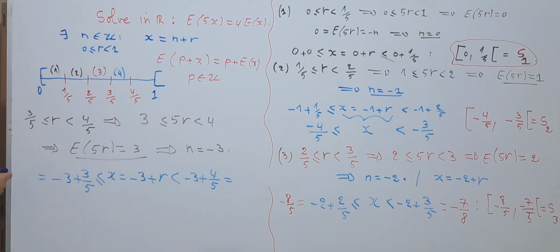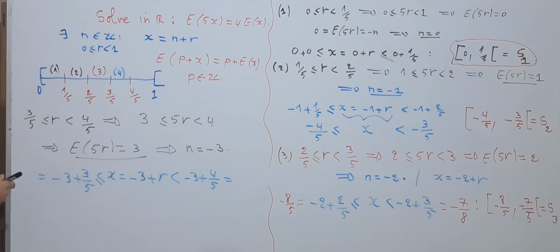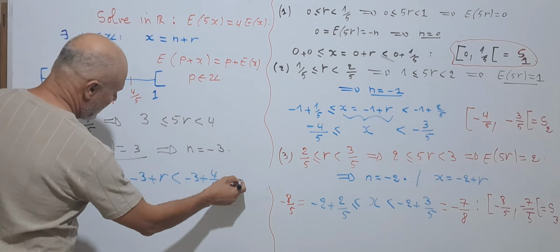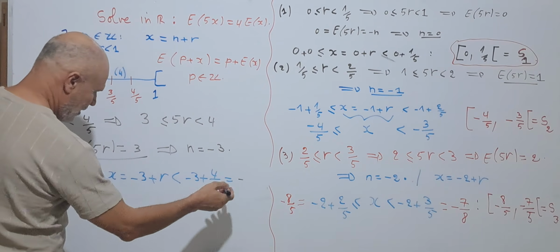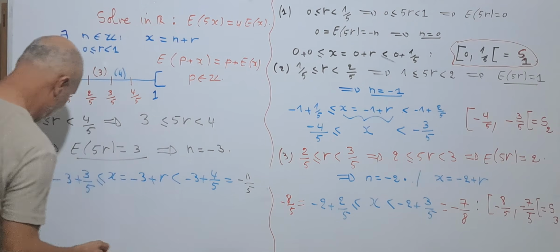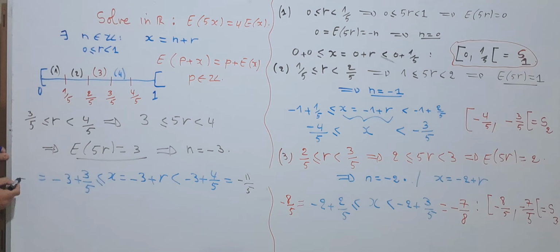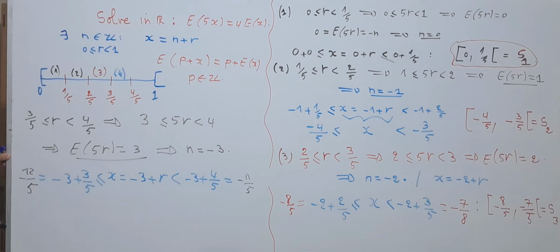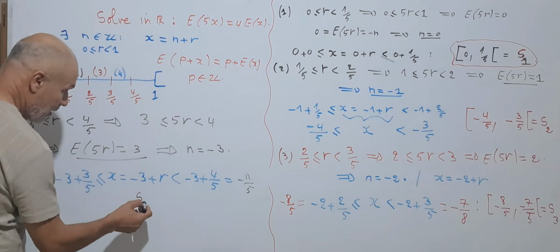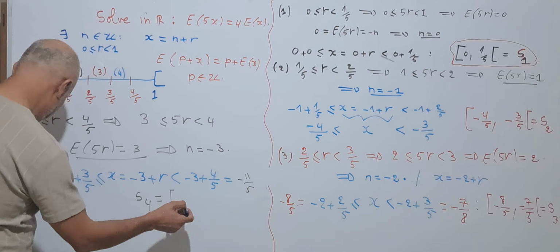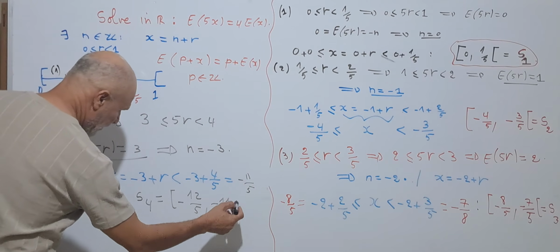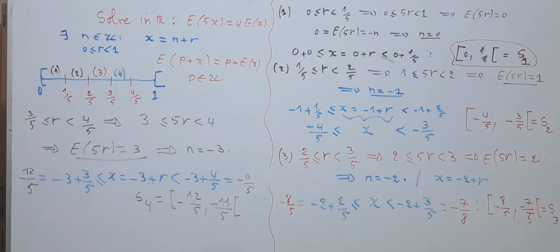From this side, this is equal to minus 15 plus 3, so minus 12 over 5, and from this side we have minus 11 over 5. And the solution S4 is equal to minus 12 over 5 to minus 11 over 5.